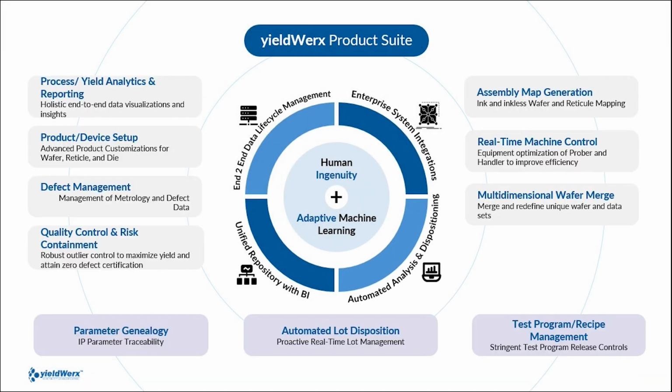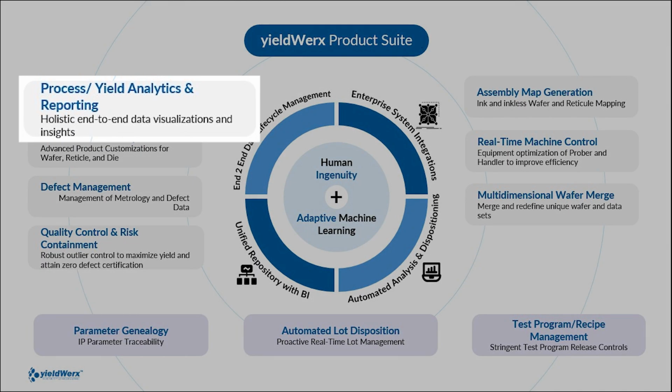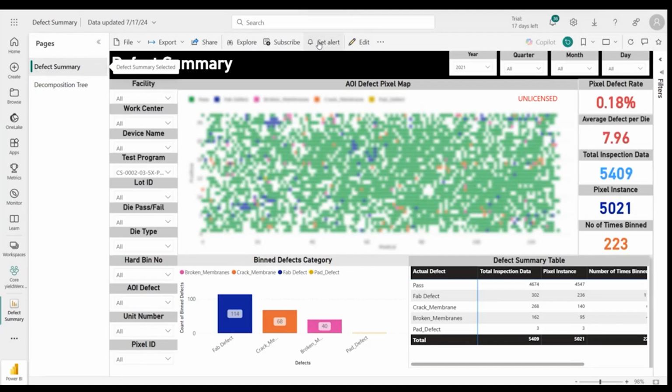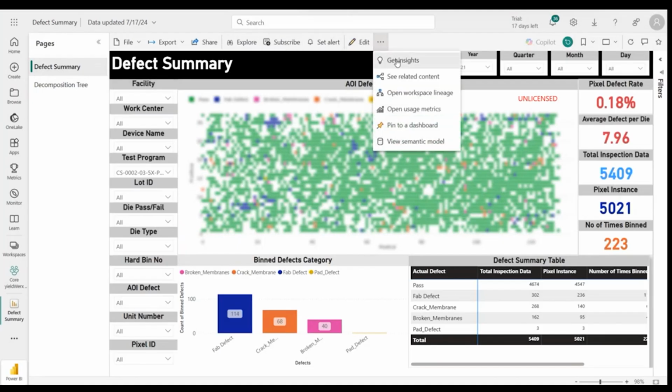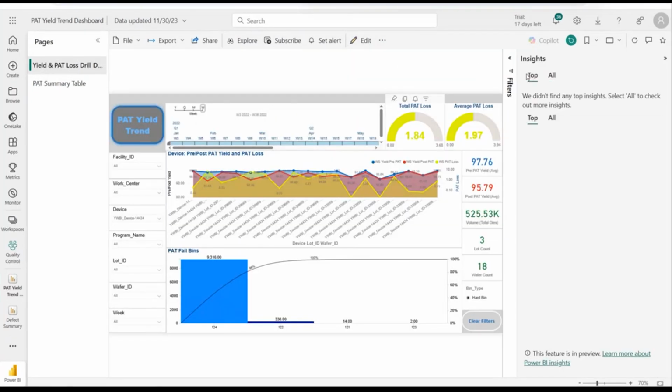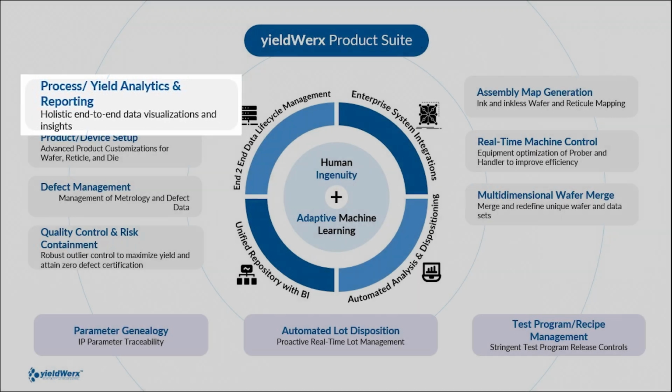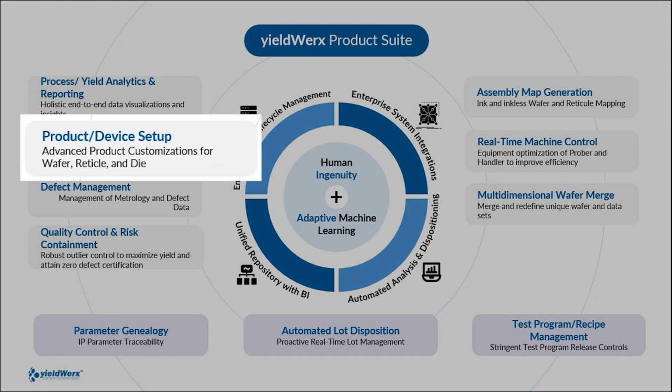On top of this foundational architecture are yieldWerx configurable product modules. Process, yield analytics and reporting: holistic end-to-end data visualizations and insight with over 300 ready-to-use comprehensive reports, and an intuitive BI dashboard that can be accessed anywhere. Product device setup.